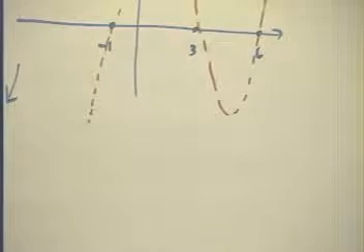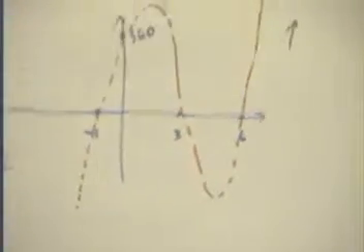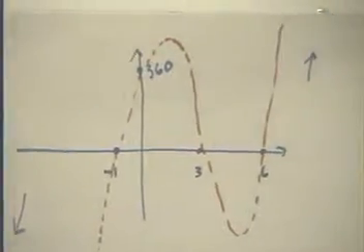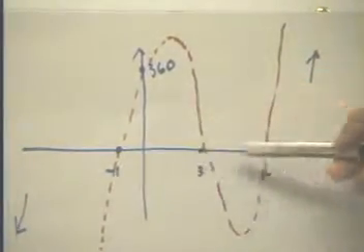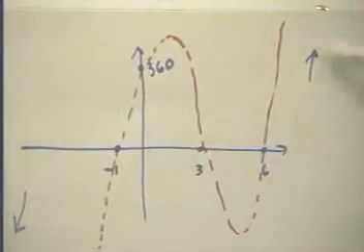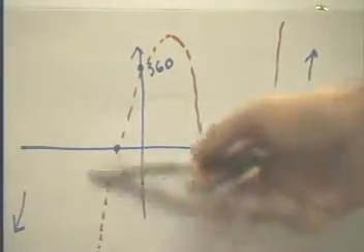Using this information, we can easily draw the graph. We first sketch our zeros at negative 1, 3, and 6. We sketch our y-intercept. We indicate our far left behavior and our far right behavior, and everything just falls into place.